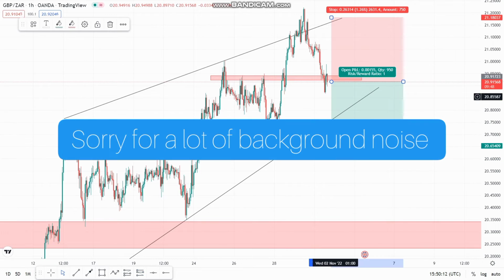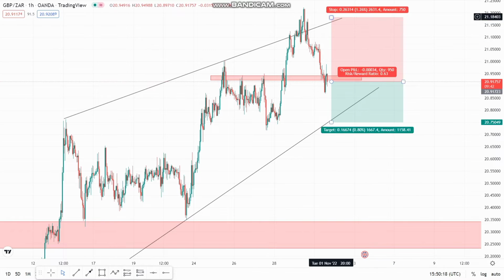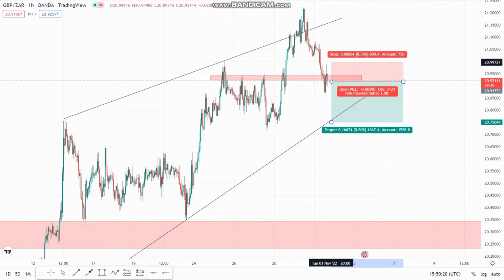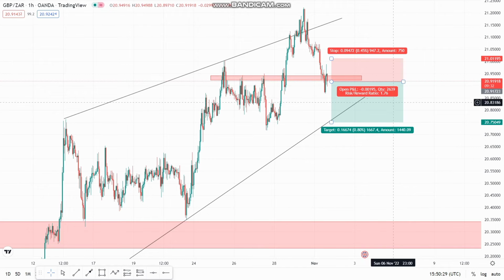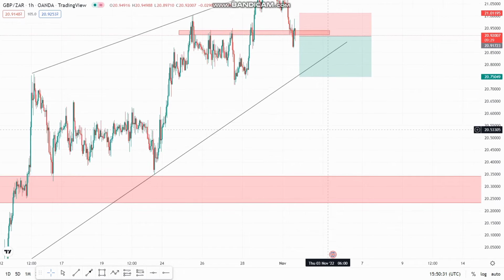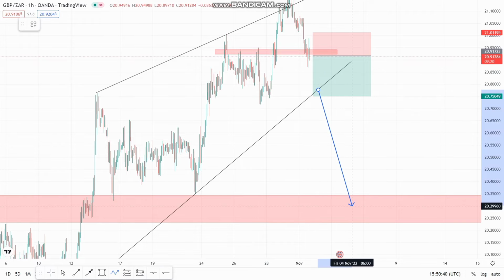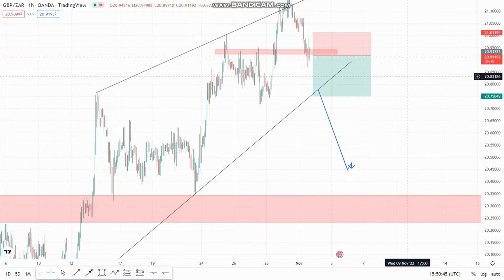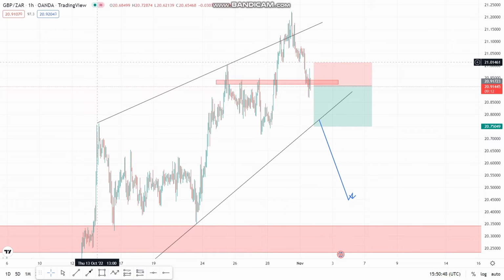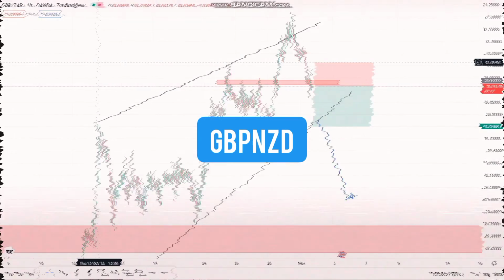This will be your entry level right over here, and then this will be your overall take profit, and then we're going to place a stop loss right over here for the short-term trades. If you look closely, this is a falling wedge, and we know how the falling wedge works. Once we see a breakout around this area here, we're going to keep on selling up until this area right over here. So that'll be all for GBPZAR. Let us move to GBPNZD.